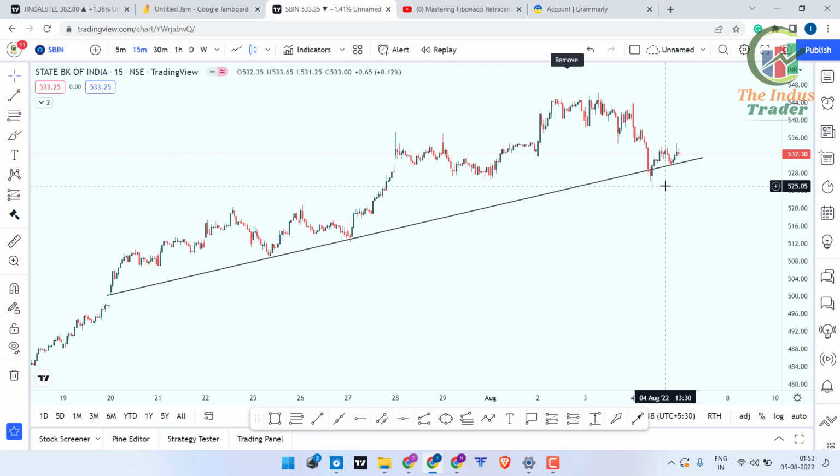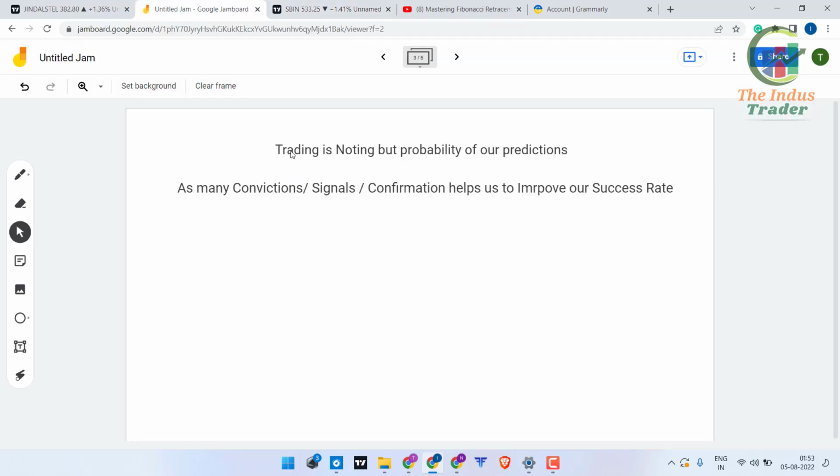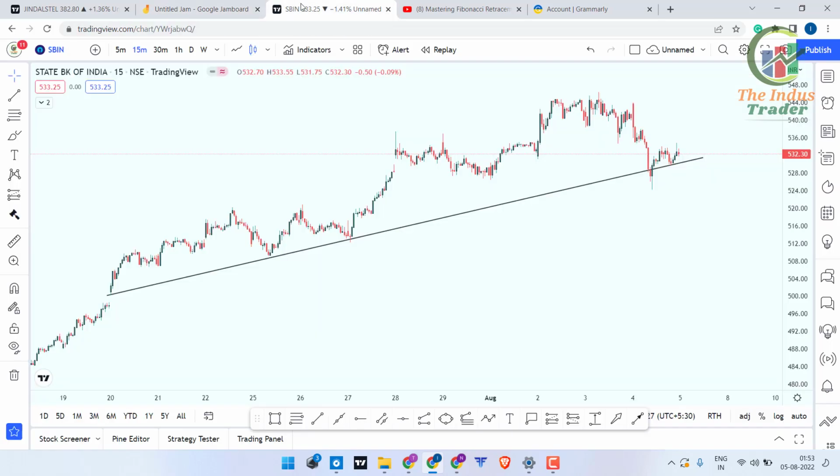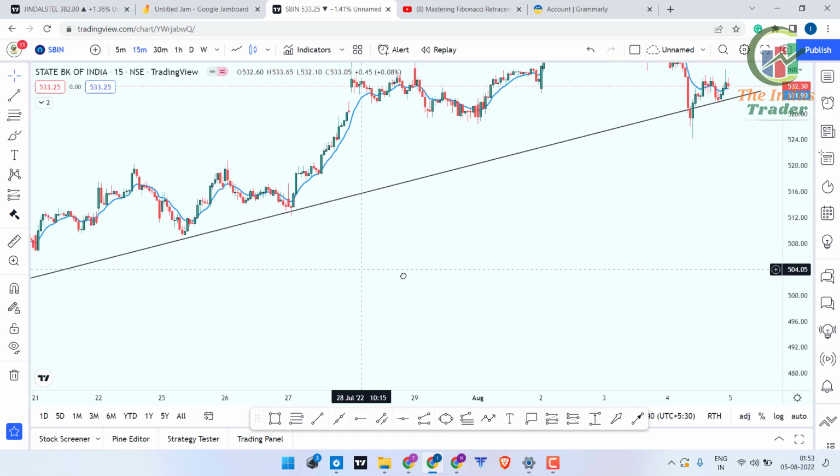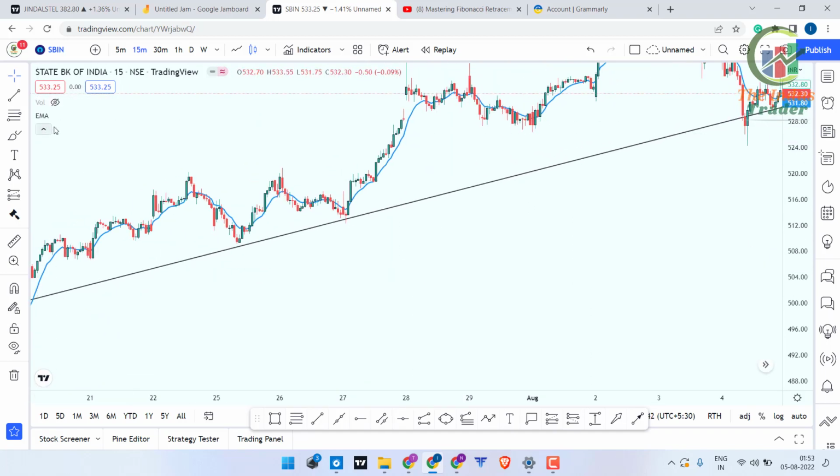Very simple. Get back to this frame and see, trading is nothing but improving your probability. If you use only one tool, then we have less probability. So to increase our probability rate, we are adding another indicator called EMA. So how to apply it? Let me also show you from scratch.